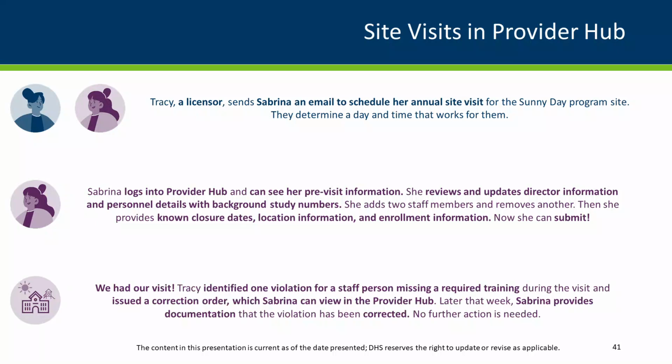We had our visit. Tracy identified one violation for a staff person missing a required training during the visit and issued a correction order, which Sabrina can view in the Provider Hub. Later that week, Sabrina provides documentation that the violation has been corrected. No further action is needed.